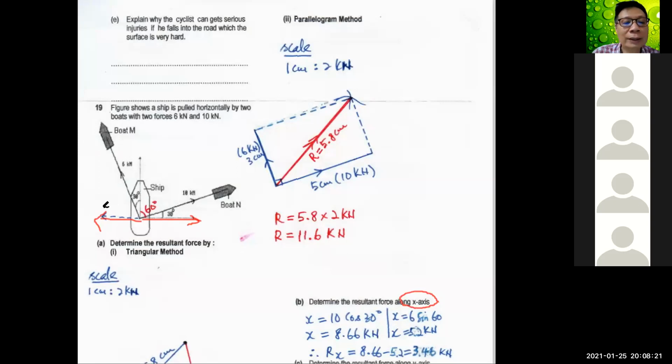Sine 60? Why 60? This one is 30. Sorry, I made a mistake there. This is not 60, it's 30. Okay, class, can you change this one to 30?